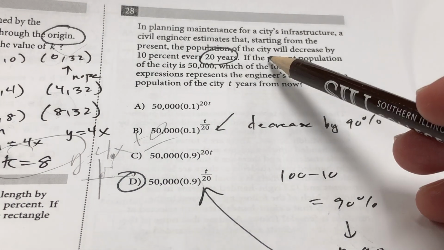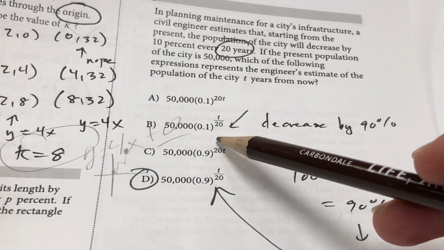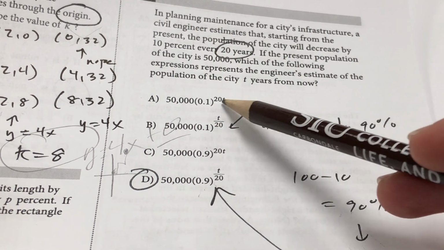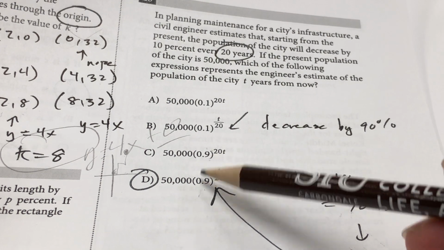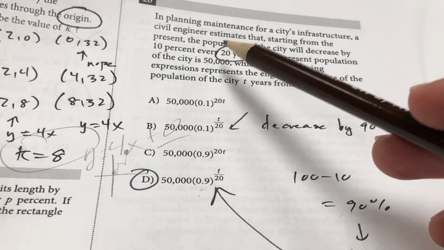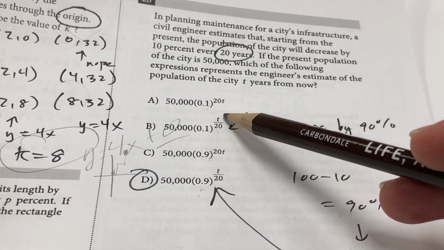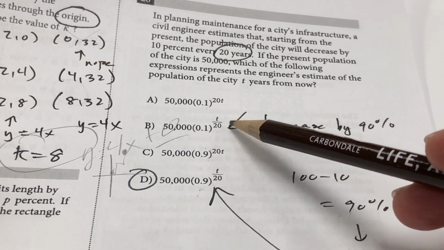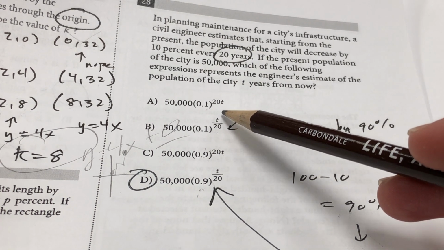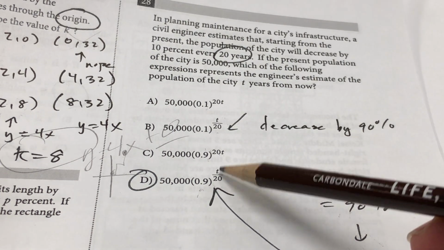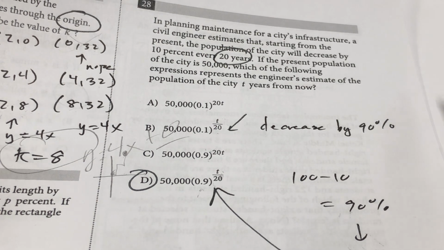All right, here's a quick one. First off, folks, it's going to go down 10%. It can only be C or D because 0.1 means it goes down 90%. It's 90% of its value because it went down 10%. And it's going to go down 10% every 20 years. So after 40 years, it's gone down 10% twice. 40 divided by 20 would be 2. After 20 years, it's gone down 10% once. 20 divided by 20 is 1. So that's why the answer is D.